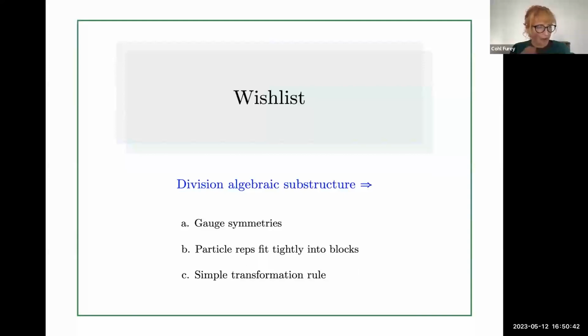Okay, so now that we have these Lie algebras and Jordan algebras in hand, we would like to go after the last two items in our wish list, namely, do the standard model representations fit into these octonionic purse blocks? And can we find a simple action that's going to make this happen?